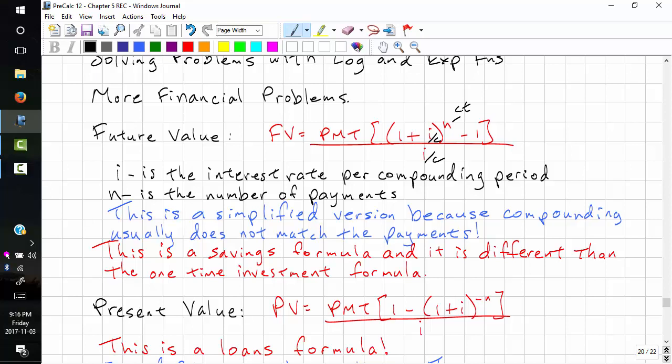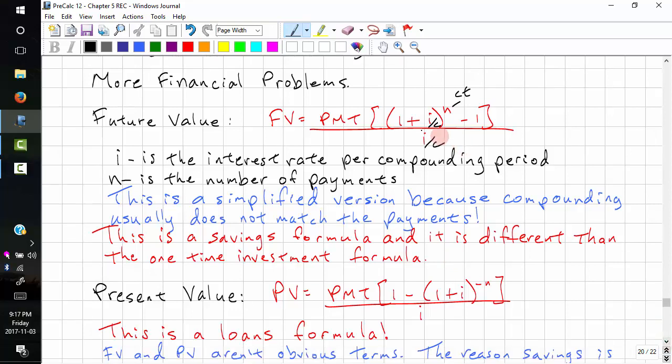This is a simplified version because compounding usually doesn't match the number of payments. This is a savings formula, and it's different than the one-time investment formula. You're making regular contributions to your savings plan. It's called future value because you start off with 0 as your present value, and you don't know what the future value of your investment is going to be, and that's what this calculation is for.